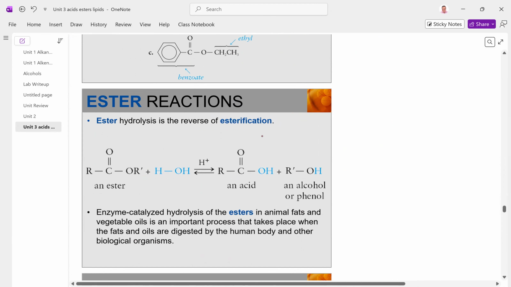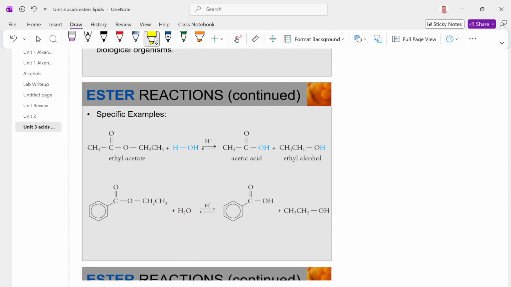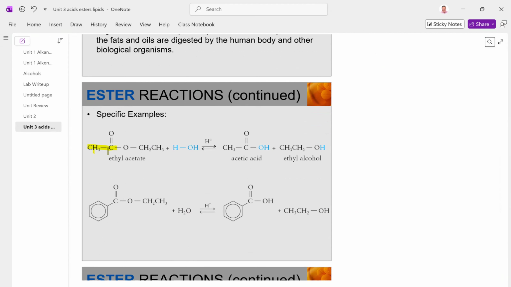Okay, so esters can form and esters can come apart. So under acidic conditions, they'll form their original acid and their original alcohol. Now, importantly, this happens in the small intestines. And the enzyme to do that is called lipase. Okay, so we have acid part, acid part, alcohol part, alcohol part.